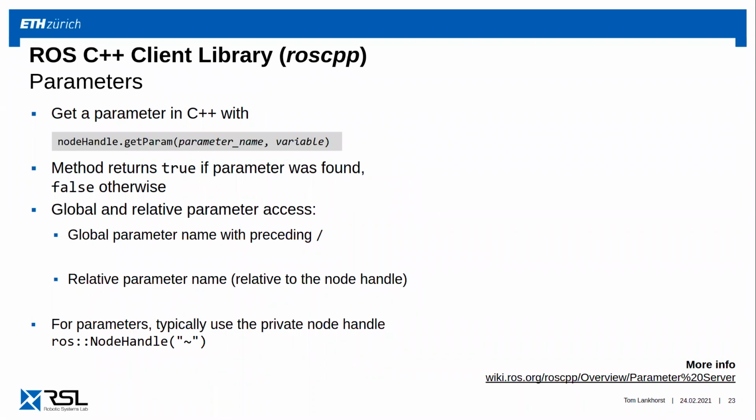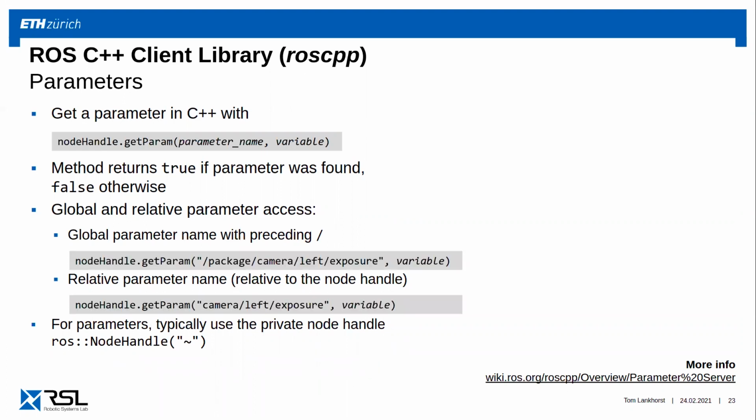In your C++ code, you will want to retrieve the value of a parameter, and that's again where the node handle comes in. The getParam function on the node handle will allow you to retrieve a parameter by a specific name and then assign the value of that parameter to a variable that you define. This method returns true if the parameter was found and false otherwise. It's important to check what the value returns and to make sure that you do corresponding error handling.